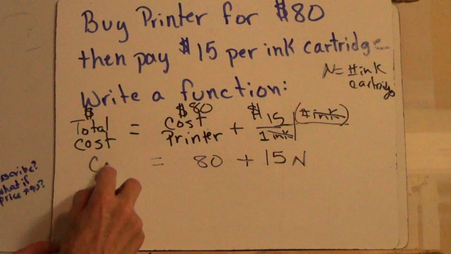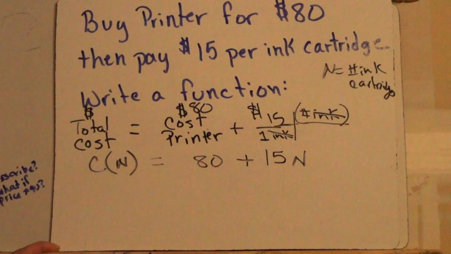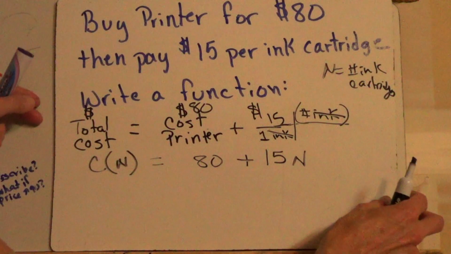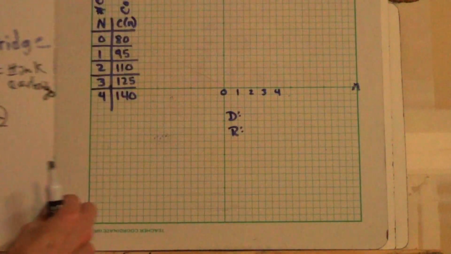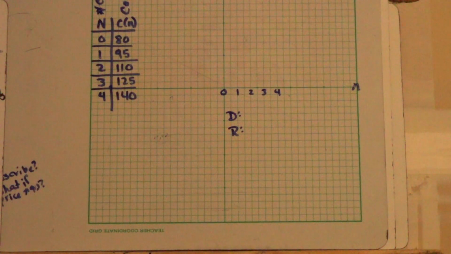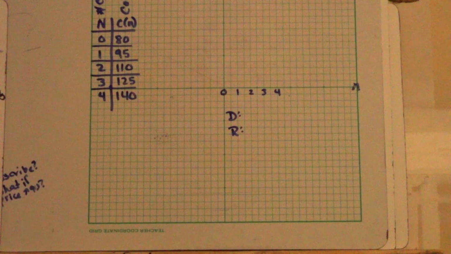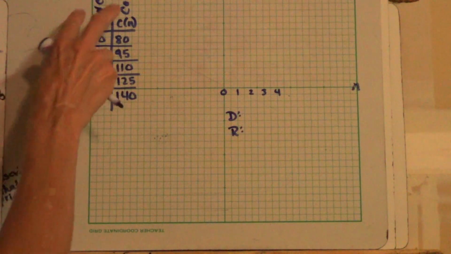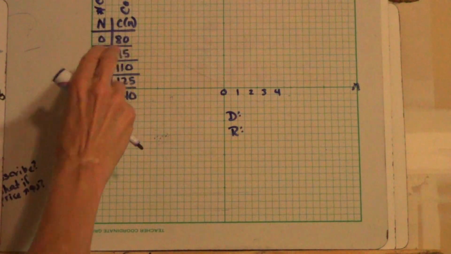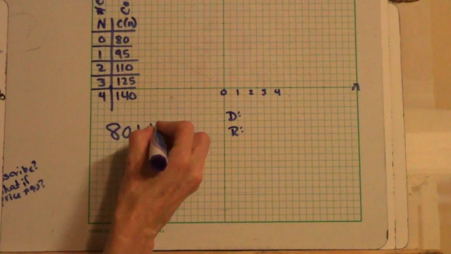So we can use C for cost, but we need to show that it's dependent on the number, so we write it like that. Now our dependent variable is always graphed on the y-axis, because y is dependent. X is independent. And the way we know that is that the number of ink cartridges determines the amount of price that we pay. So we went ahead and plugged in 0 into that equation, 80 plus 15N.